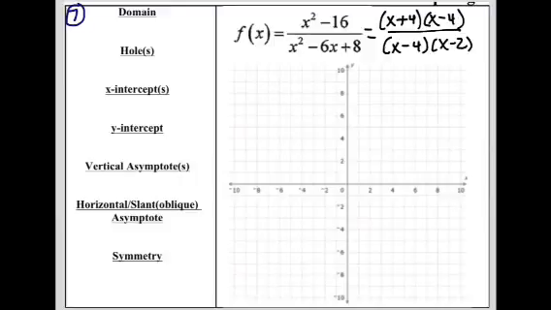Alright, so now it's factored. Domain: we look at the denominator. So it's all x such that x cannot equal 4 or 2.